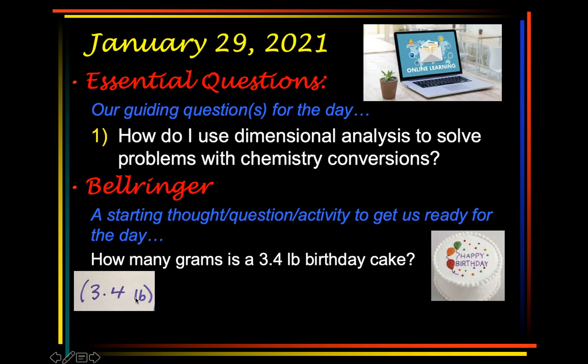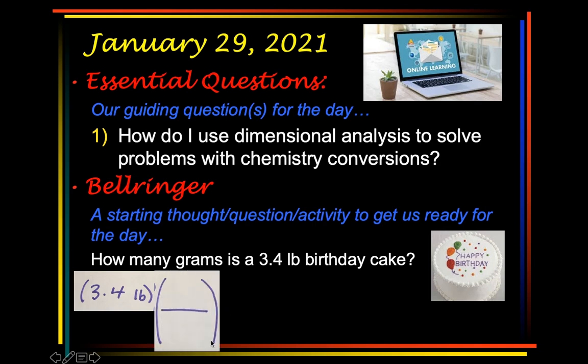3.4 pounds is my given. I want to know how many grams it is. So I need to find a conversion that will get rid of pounds and get me closer to grams. So I set up my brackets. I want pounds to cancel, so it has to be in the opposite spot of where it is now. Top here, bottom here. If you look at a list of conversions, it turns out that there's 2.2 pounds for every 1 kilogram. All right, well, that must be related to grams.